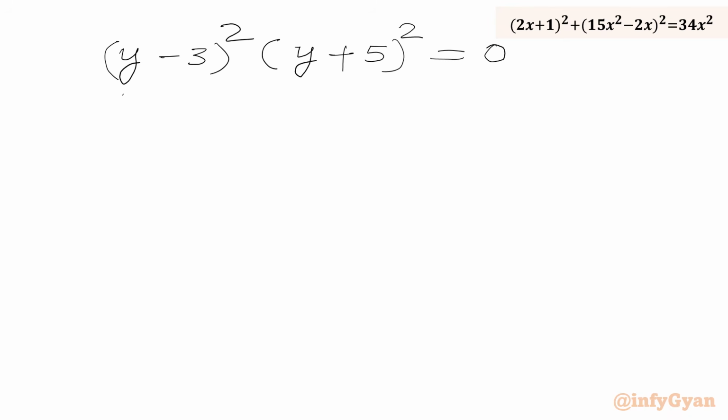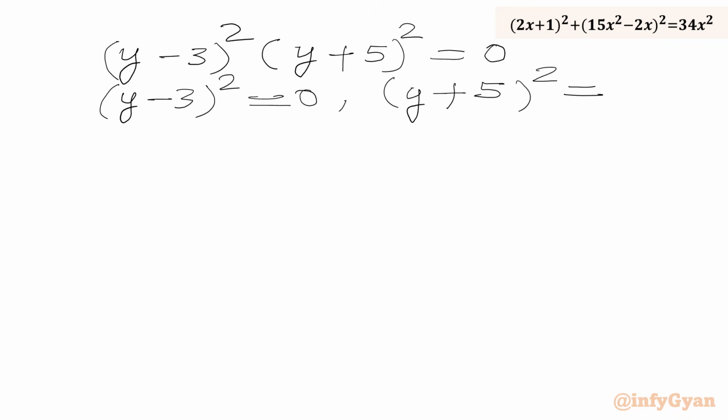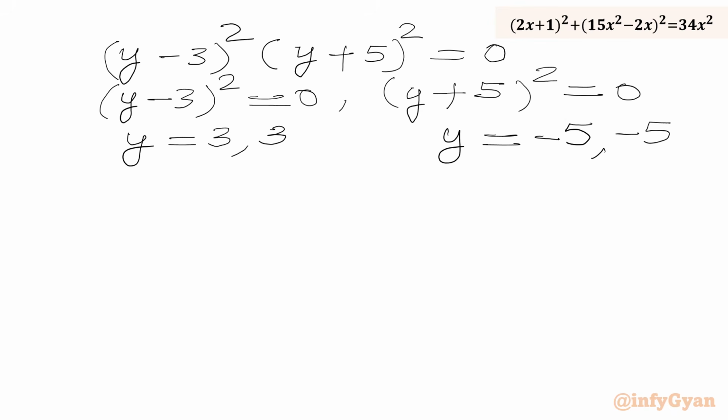Now we can use product 0 rule. So either y minus 3 whole square will be 0 or y plus 5 whole square will be 0. So from our first equation, we will be getting y equal to 3 with multiplicity 2. Or we can write y equal to 3 and 3. From second equation, we will write y equal to minus 5 with multiplicity 2 or minus 5 and minus 5. So we have 4 roots, 4 real roots, 3, 3, negative 5, negative 5.